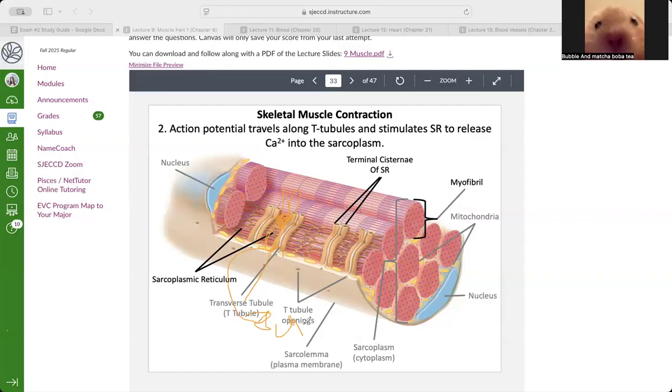And then calcium goes to the sarcoplasm, which is the space inside the cell. So it starts going around. The summary of this is that the action potential goes to the T tubules, which goes to the terminal cisternae, which goes to the sarcoplasmic reticulum.